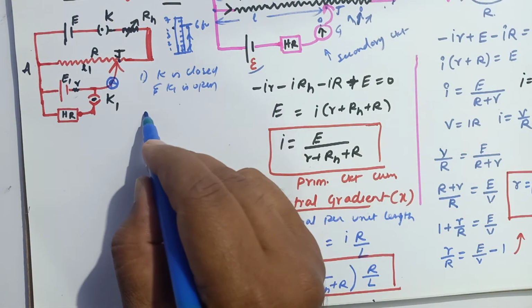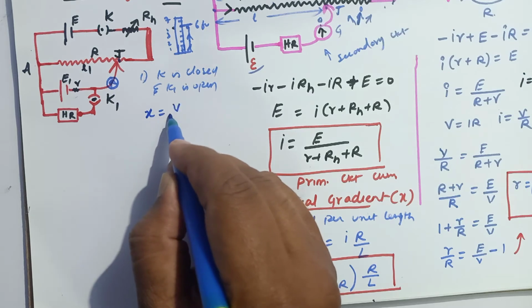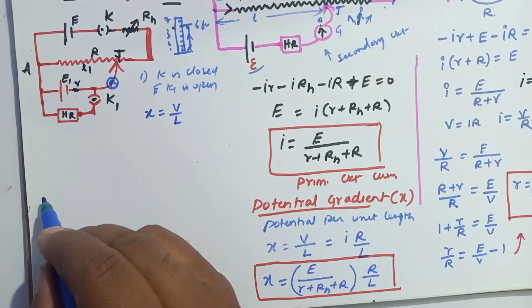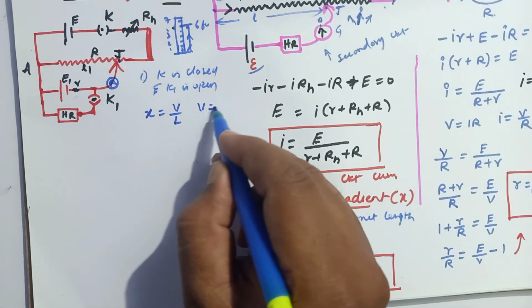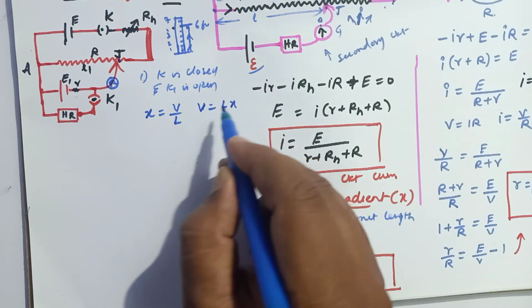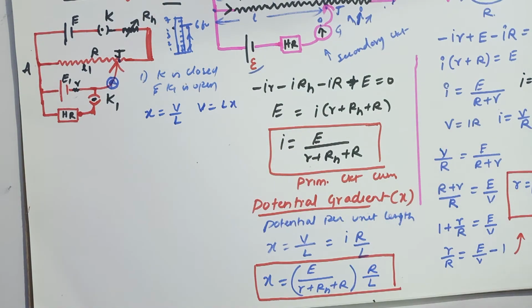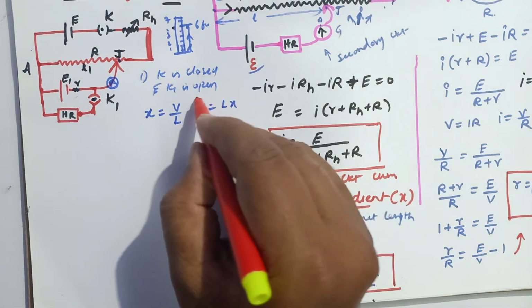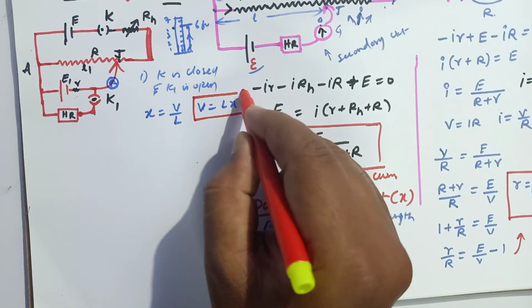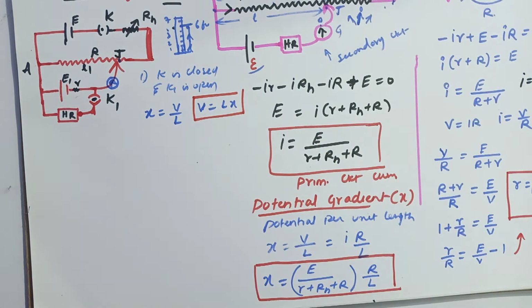Okay, I told you that potential gradient X is equal to V by L, and that means V is equal to L into X. This is the general formula for potential difference. So it is going to be L into X.